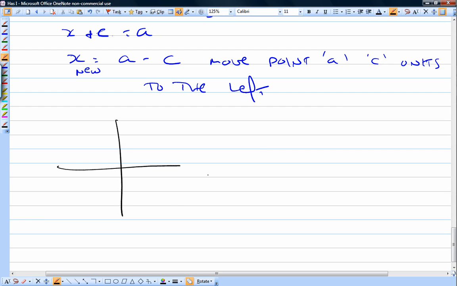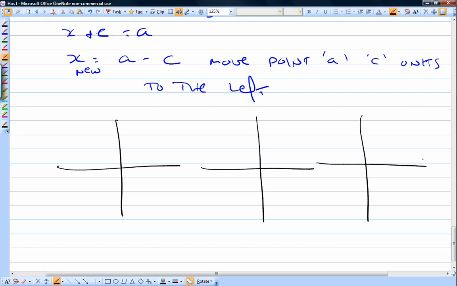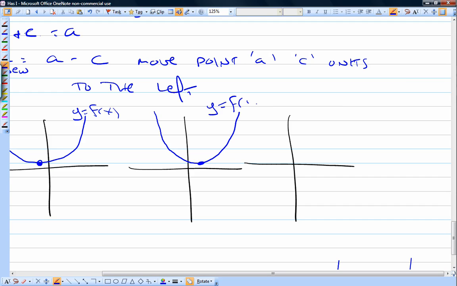we're going to get three things happening here. Okay, so start graph there. Let that be our start. If I move the graph to there, so there was the vertex, there's the vertex now. That will be y equals f of x minus c. C is positive. Or move it there, so the vertex is there. That's y equals f of x plus c. C is negative. Okay, not the best graphs in the world.